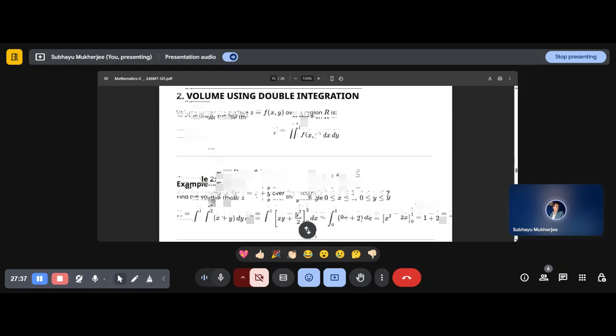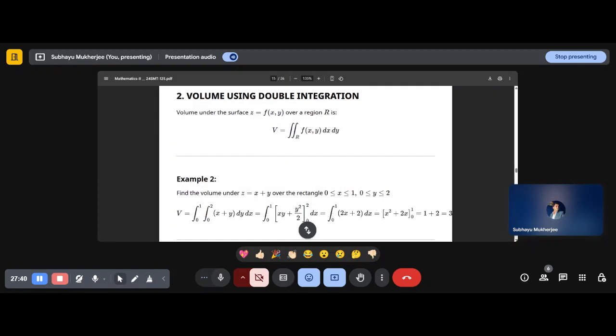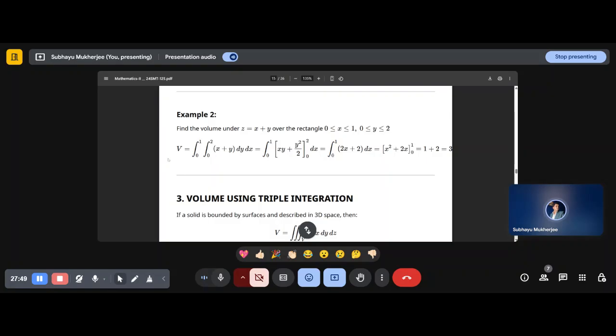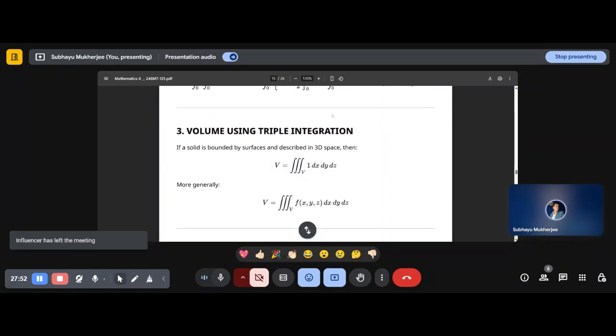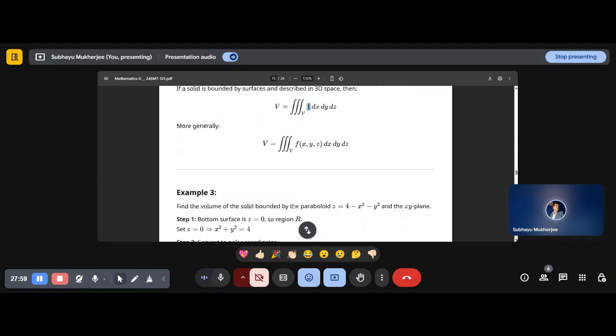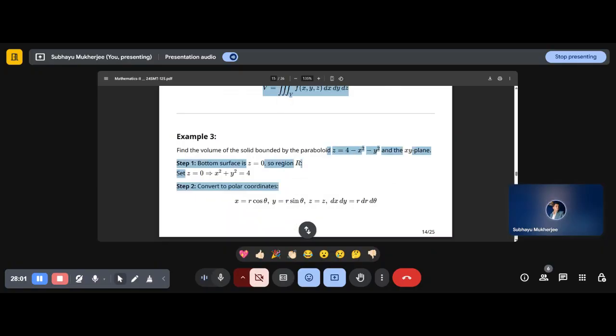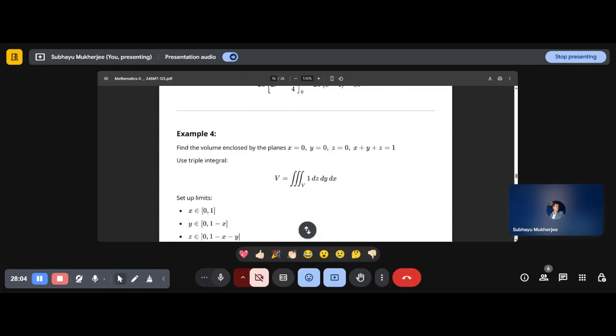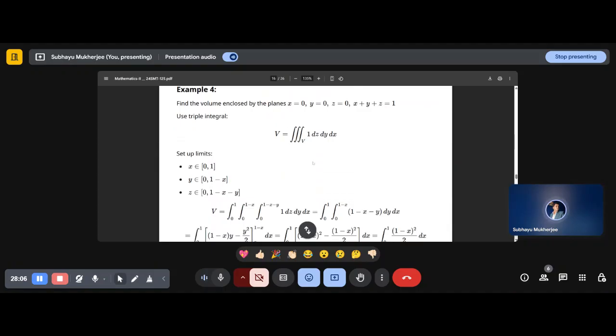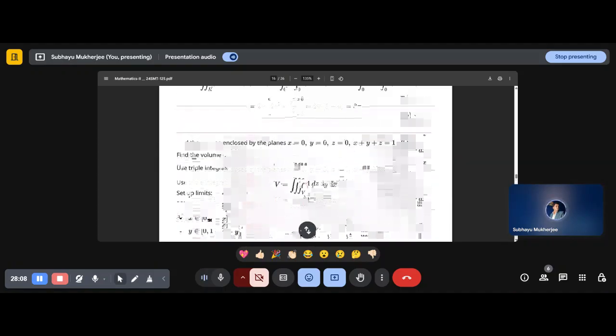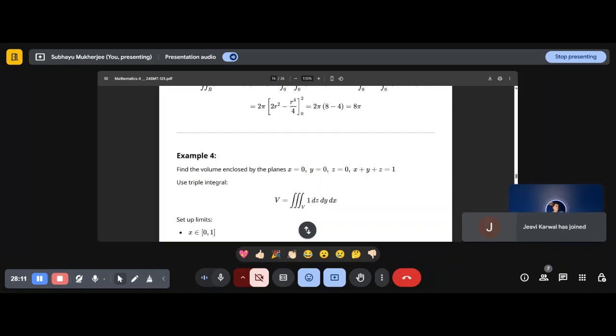ओके. देन वी हैव वॉल्यूम अंडर डबल इंटीग्रेशन. तो वॉल्यूम हम कैसे निकाल सकते हैं यूजिंग डबल इंटीग्रेशन, यूजिंग द फंक्शन ऑफ f(x, y), दैट इज z. So we have another example also here कि हमने कैसे निकाला. Then we have volume using triple integration. Mind you, double and triple integration का volume अलग है, because triple integration में आपको z का एक फॉर्मूला फॉर्मुलेट कर लेना पड़ेगा. And then again we have another volume. So basically the second chapter is all dealing with volumes and areas.